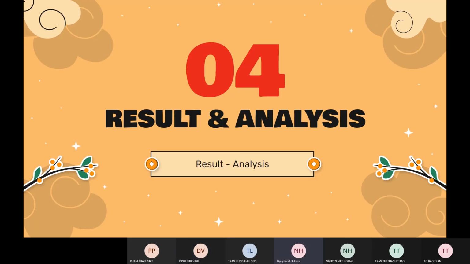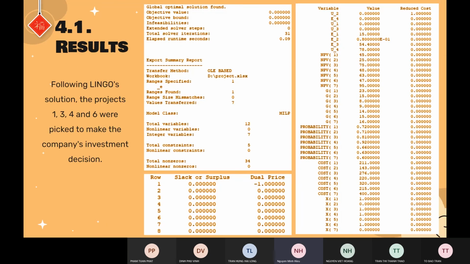My name is Hiếu, and now I will introduce the results and analysis from Lingo. After we code in Lingo, we will have the solution here. As you see, the seven projects from X1 to X7 were computed and analyzed based on the net present value, annual growth, probability of success, and the cost of projects. From the Lingo solution, projects 1, 3, 4, and 6 were picked for the company's investment decisions.